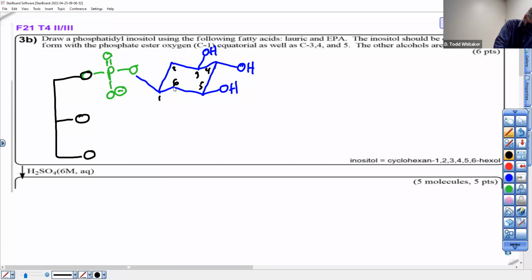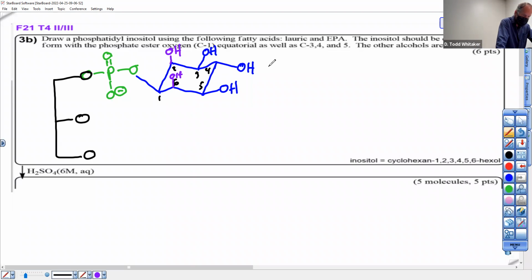Other alcohols are axial, so 2 and 6 are axial. We'll put those in purple. Straight up. Hey, they're both straight up because the carbon angles are straight up. Look, carbon angle straight up. Carbon angle straight up. Pointing up, I should say. There you go. 5 is an equatorial, right here.